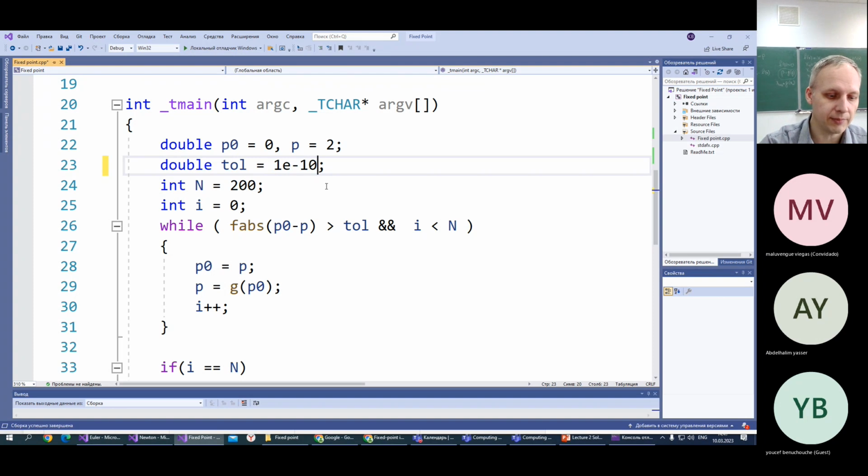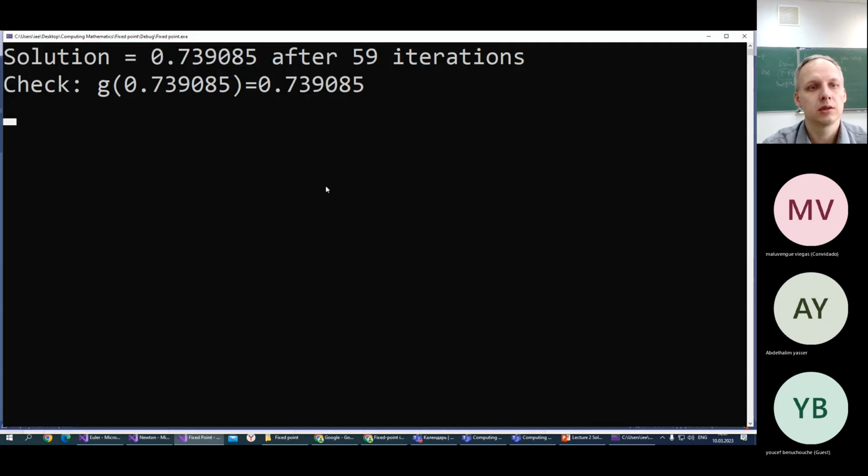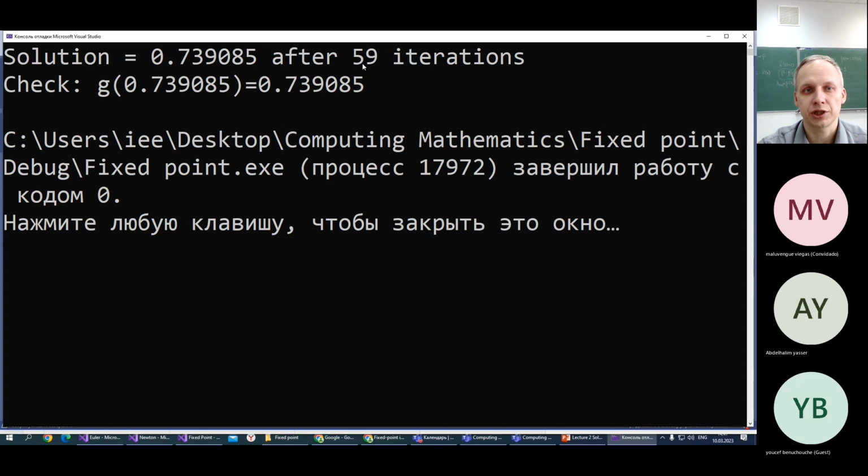If I put here 10 power minus 10, the number of iterations increases, 59 iterations, and g of x equals x.